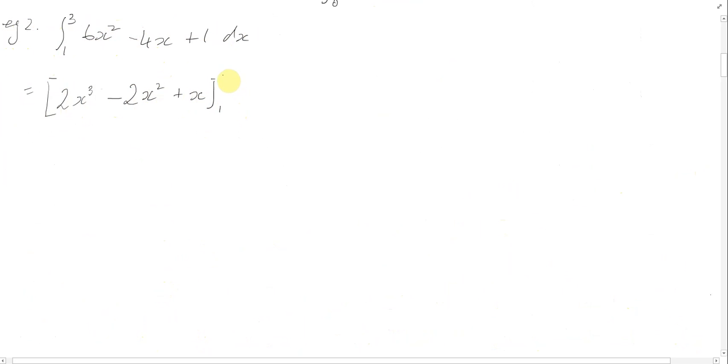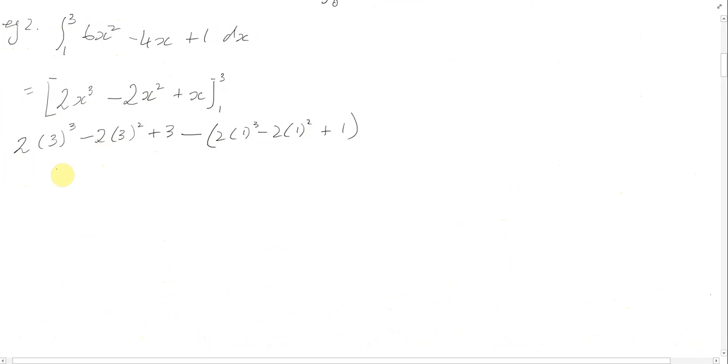And the terminals 1 and 3. Okay, so now first we evaluate this whole thing when x is 3, and subtract the whole thing when x is 1. So here we go. 2(3 cubed) minus 2(3 squared) plus 3. Now subtract it when x is 1, so that's 2(1 cubed) minus 2(1 squared) plus 1.